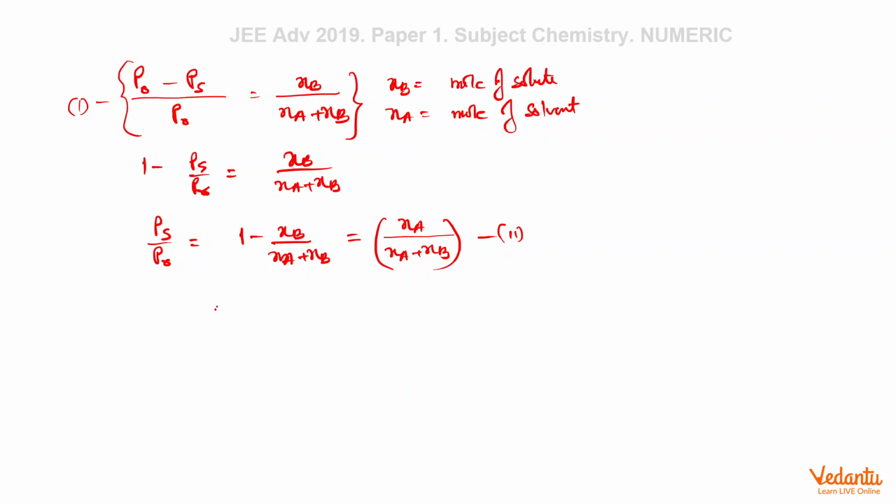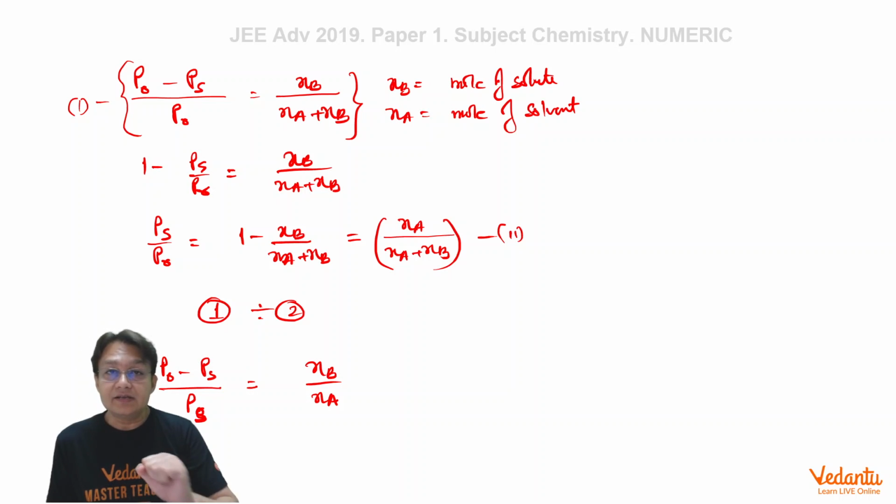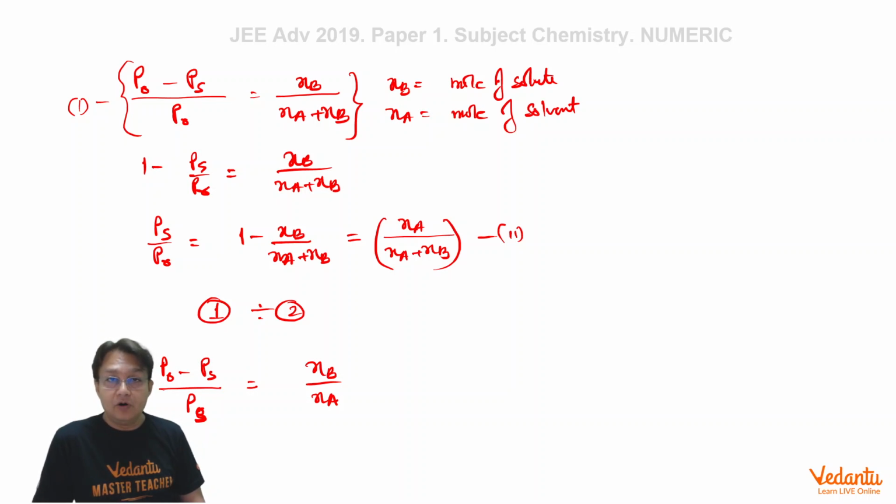And let's do 1 upon 2. Divide 1 by 2. If we do this, we are going to get this equation: P naught minus Ps divided by Ps is equal to Nb upon Na. And it is advisable to take this form.